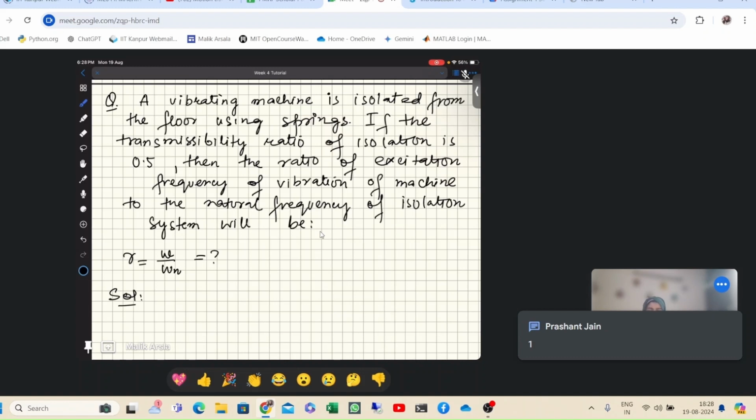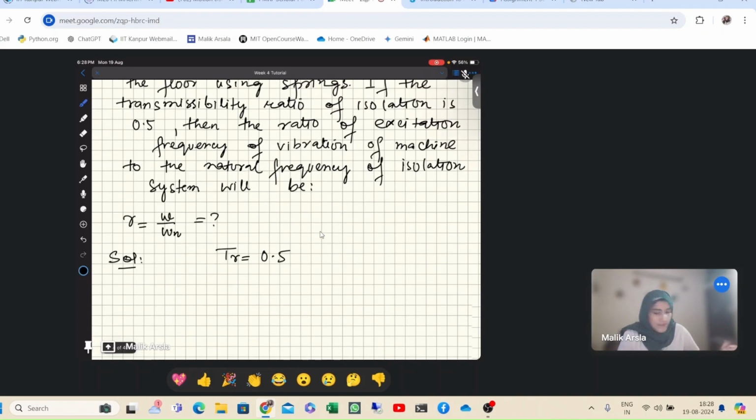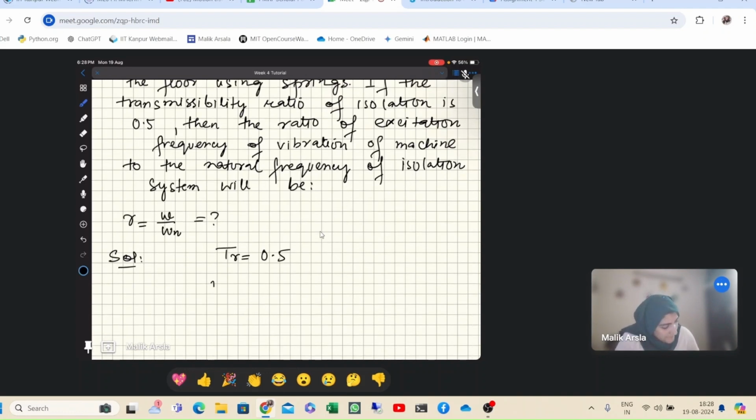Okay. What about others? It should not be equal to 1, but let's see. Ma'am, root 3. Yeah, root 3 is the correct answer. So basically it's very simple. TR has been given as 0.5, right? Now we know the formula for TR. It is equal to what?